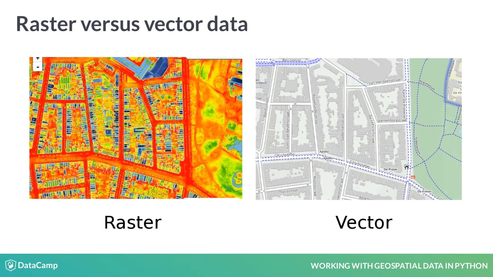Here is a real-world example of the two data models of the same area. On the left, you see a thermal satellite image showing the heat loss of buildings. On the right, you see a visualization of vector data of the same area, discrete features where buildings are represented as polygons and roads as lines. In this course, we will focus on vector data, so let's take a deeper look into it.